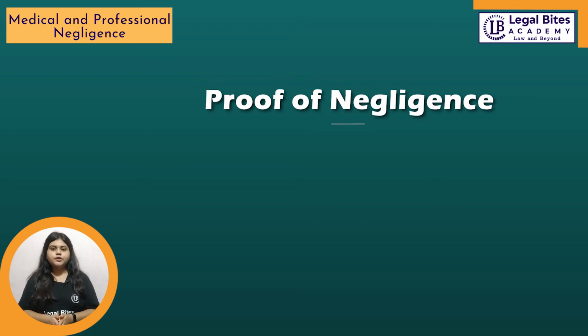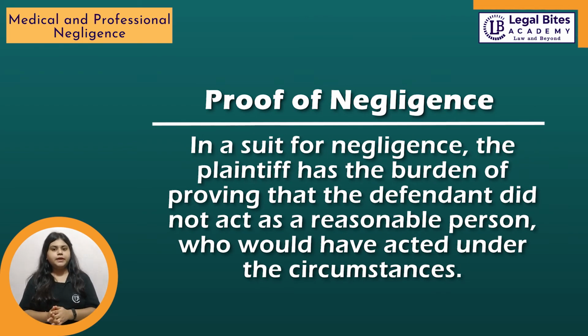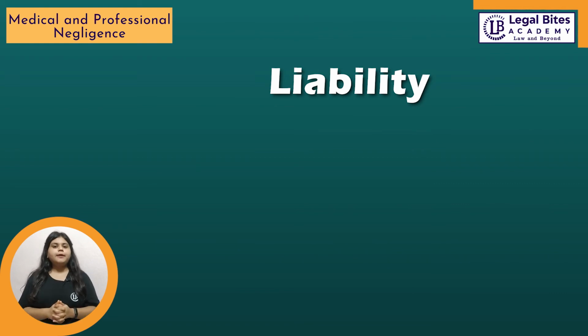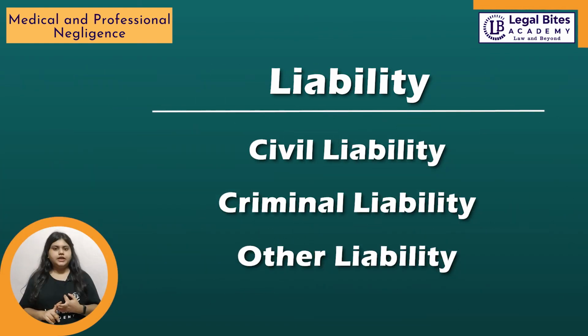Now coming to our next topic, that is proof of negligence. The initial burden of making a prima facie case against the defendant is on the plaintiff, but once the onus is discharged, it will be for the defendant to prove that the incident was a result of an inevitable accident or contributory negligence on the part of the plaintiff. Now coming to our next topic, that is liability. Liability is of three types: civil liability, criminal liability and other liability.